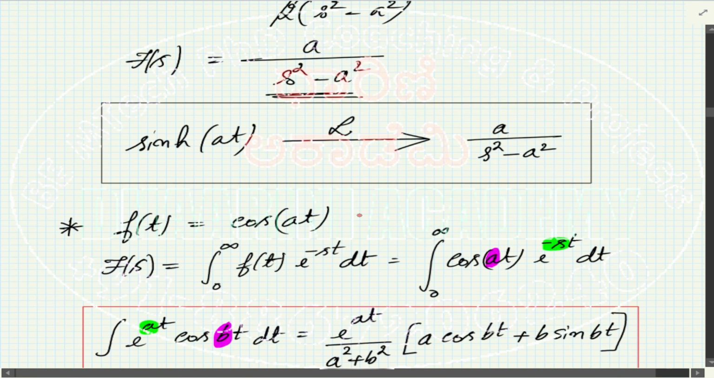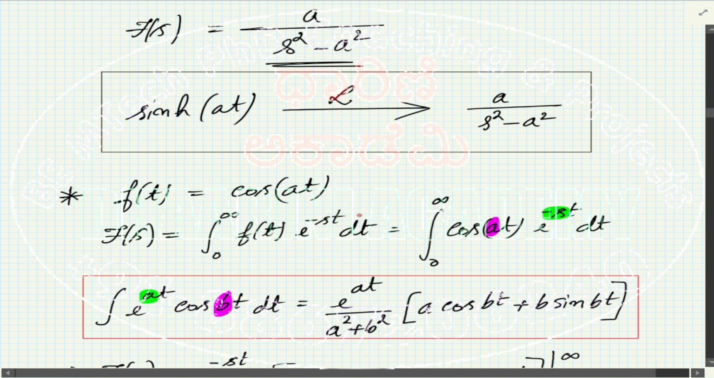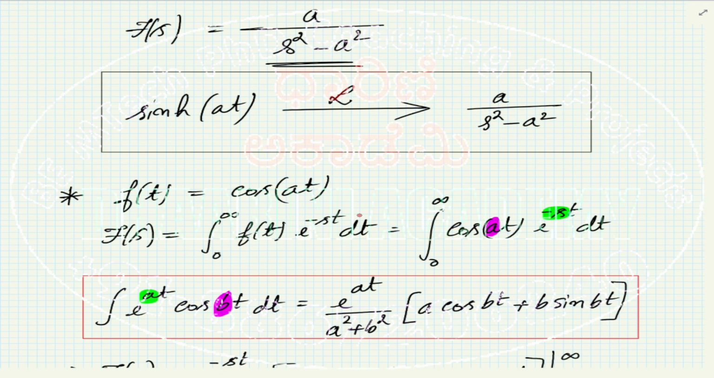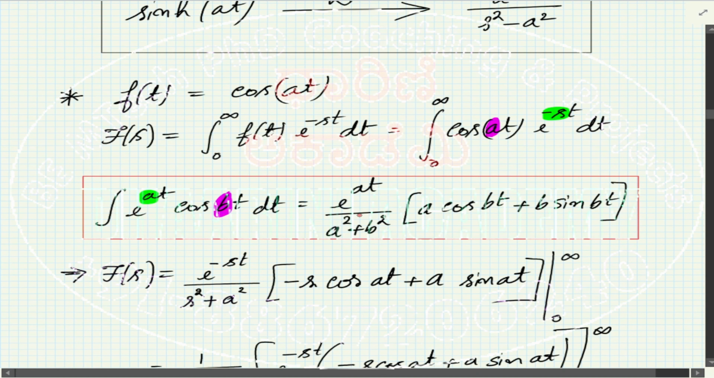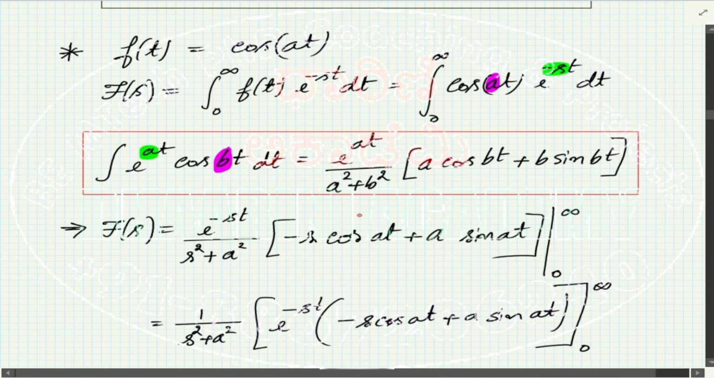Now we go for the next one, that is cos at. Cos at e to the minus st dt. So this is a standard function once again, so you don't have to integrate. The integration of e to the at cos bt dt is nothing but e to the at by a square plus b square, times a cos bt plus b sin bt. Previously it was different. Whatever I have highlighted using the red border is the formula which we are going to use now.